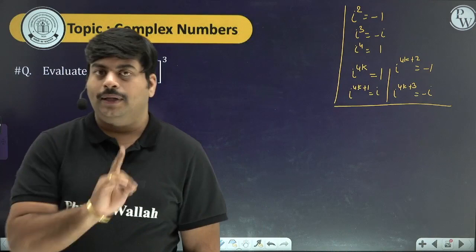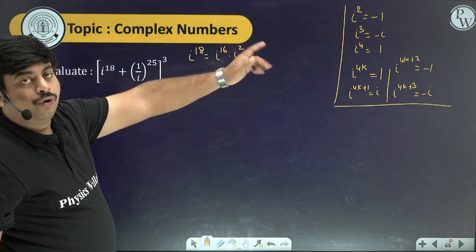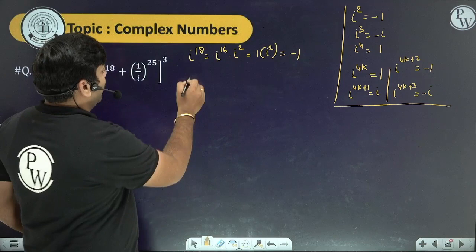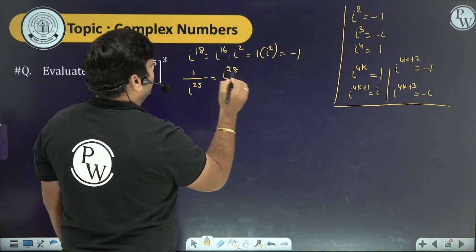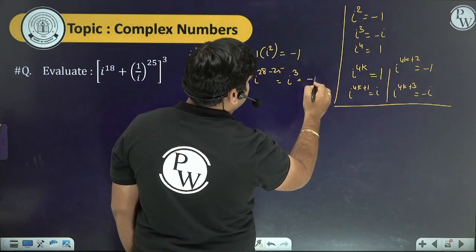Okay. So i to the power 18 is i to the power 16 into i squared. Correct? i to the power 16 is a multiple of 4, so it is 1, into i squared, and you know i squared is minus 1. And what about this 1 by i to the power 25? That 1 I can write as i to the power of the nearest multiple of 4, 28, by i to the power 25. 28 is a multiple of 4, so I can write this as i to the power 28 minus 25, which is i cubed. i cubed will be equal to minus i.